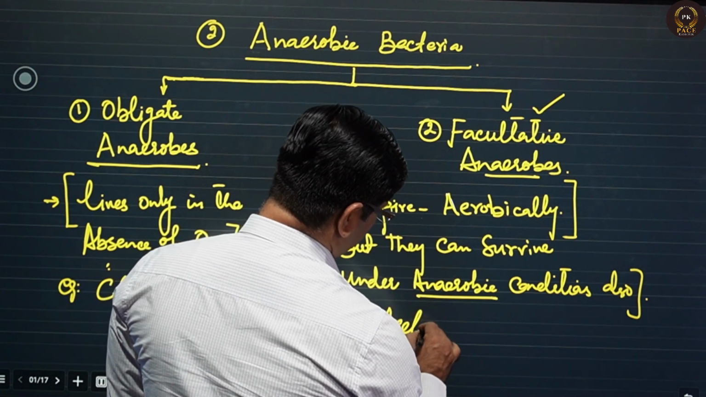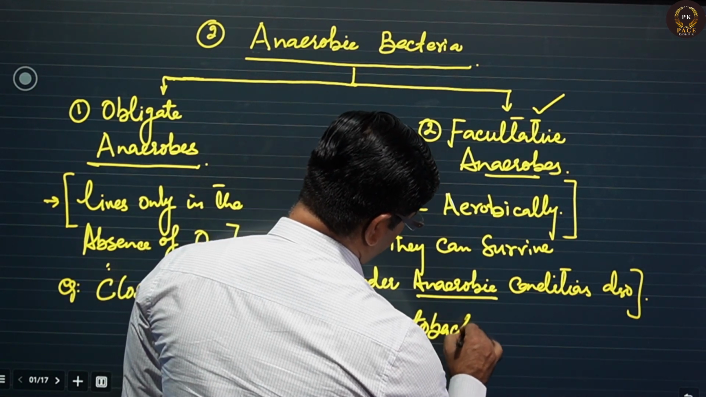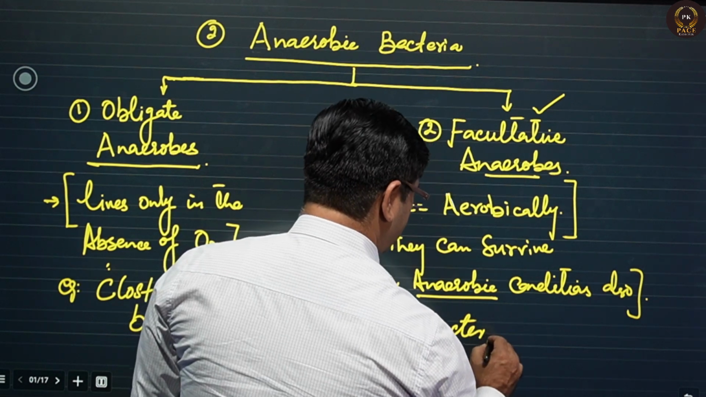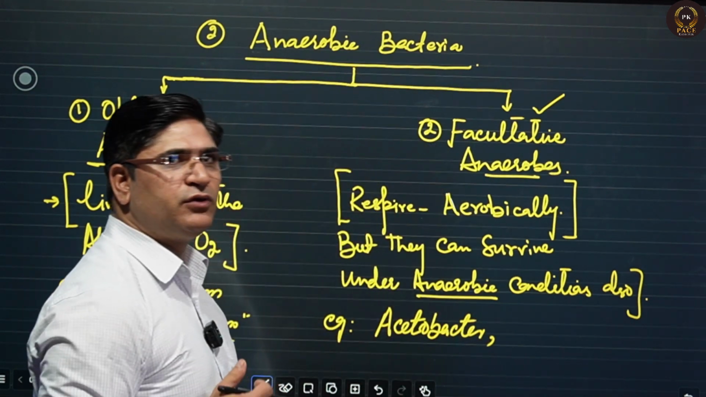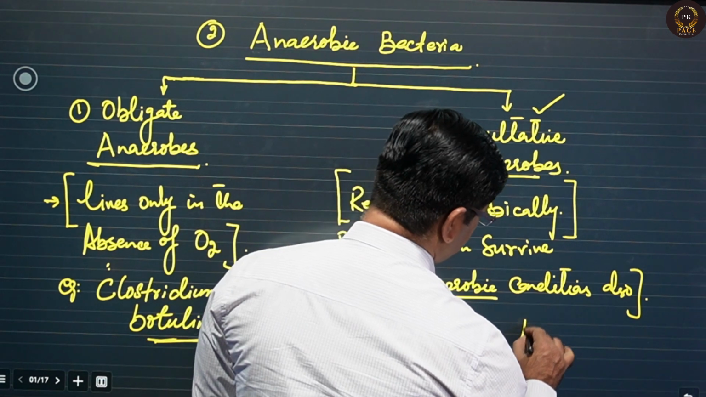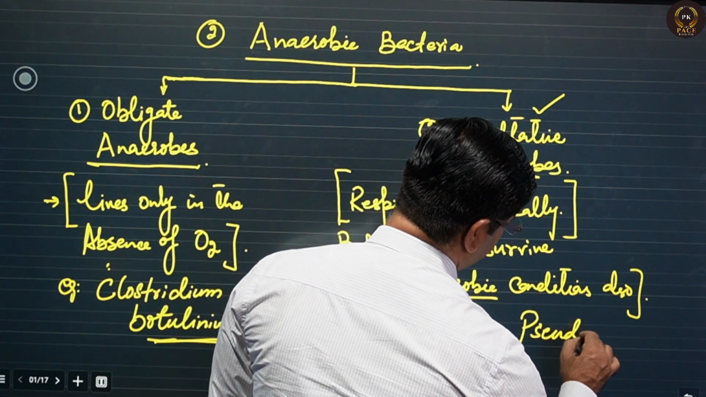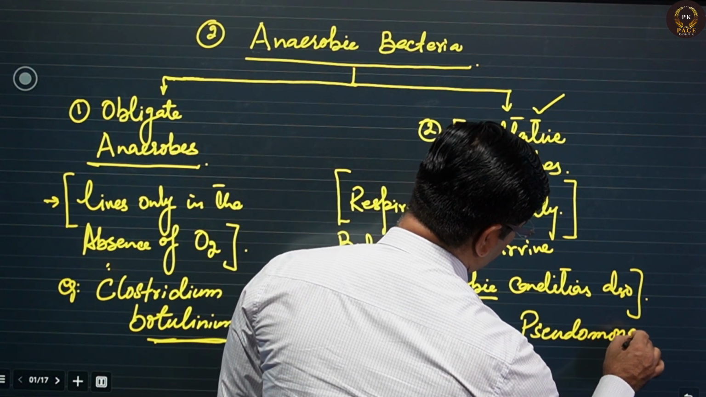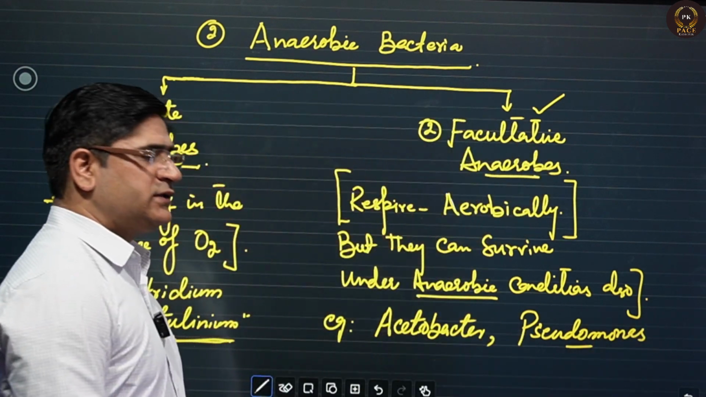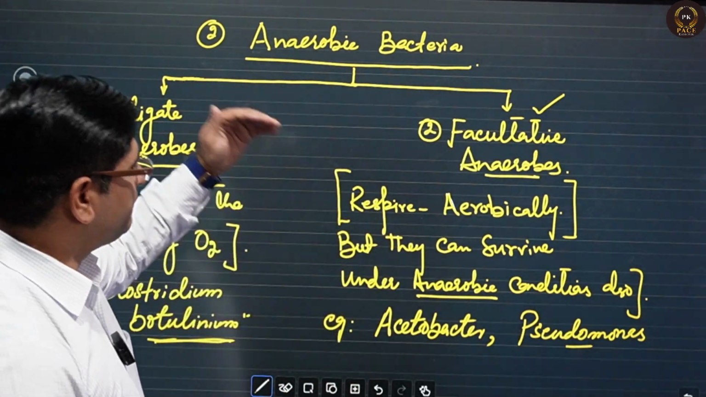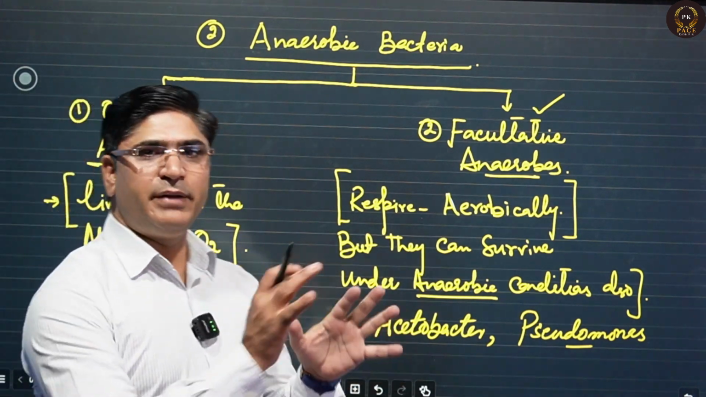Acetobacter is also a facultative anaerobe, as well as Pseudomonas. These are certain examples of different categories of bacteria.